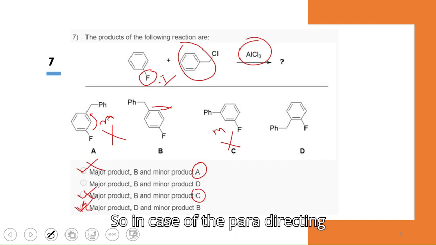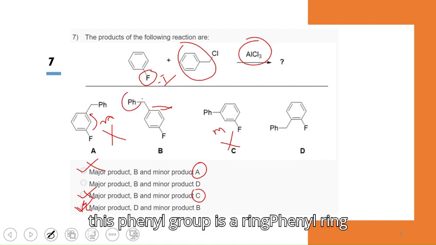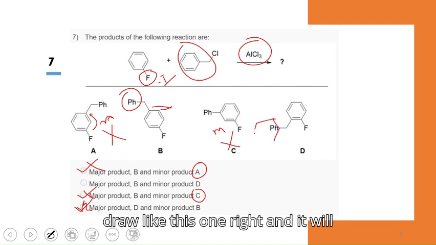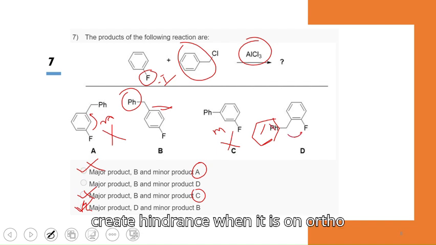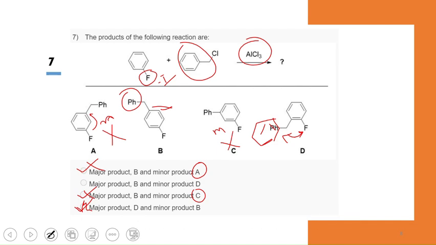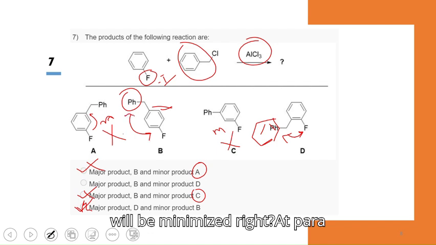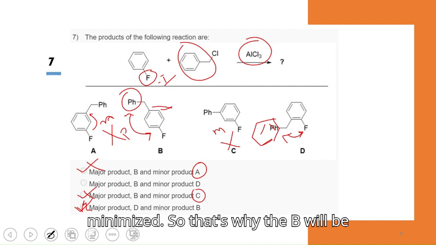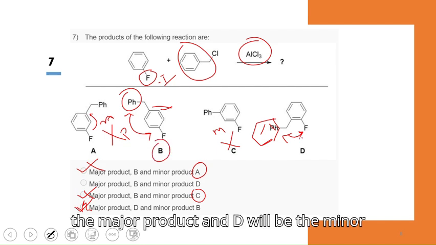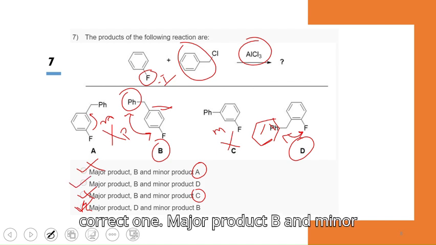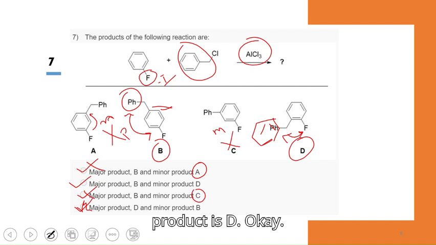So in case of the para directing, this phenyl group is a ring, a huge ring if we draw it like this, right? And it will create hindrance when it is on the ortho position. While talking about the para position, the hindrance will be minimized, right? At the para position, the hindrance will be minimized. So that's why B will be the major product and D will be the minor one. So option number 2 is the correct one. Major product B and the minor product is D. Okay.